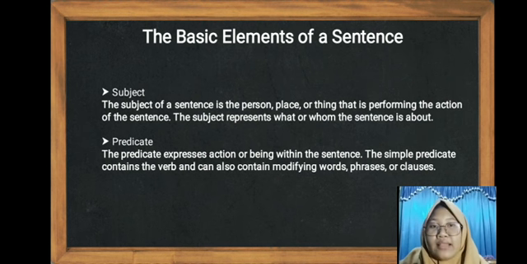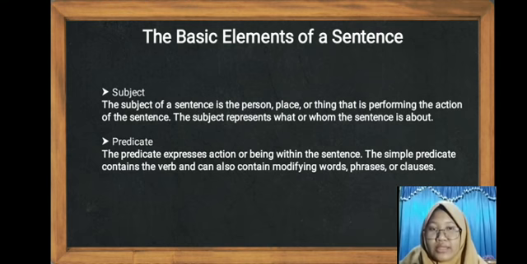Let's move to the basic elements of a sentence. There are two basic elements of a sentence. First is the subject. The subject of a sentence is the person, place, or thing that is performing the action of the sentence. The subject represents what or whom the sentence is about. The simple subject usually contains a noun or pronoun and can include modifying words, phrases, or clauses.